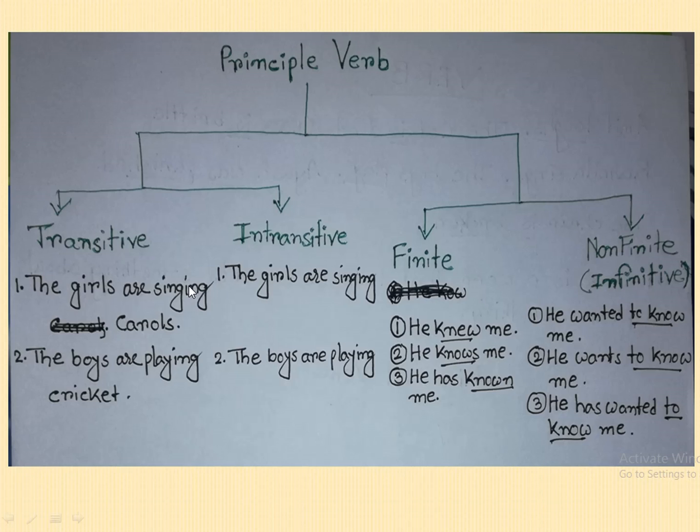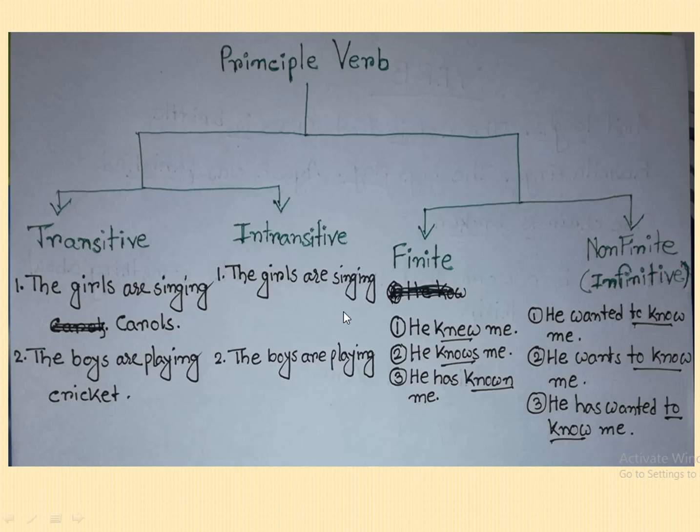Before we go to the intransitive, how do we find the object of a verb? The rule to find the object of a verb is to ask the verb with what or whom. If I ask the verb singing, what are the girls singing, we get the answer carols. So here we have an object, that means this is transitive. Similarly, if we ask the verb playing what the boys are playing, we get the answer cricket. So simply, to find the object of a verb, ask the question to the verb with what or whom. If we get an answer, that means this is a transitive verb.